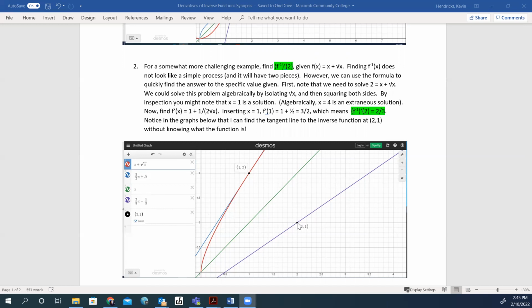How do I know that? Well, I know that (2, 1) has to be on the curve because (1, 2) is on the inverse function. I know that the slope of the tangent line has to be 2/3 because the slope of the tangent line to f of x is 3/2. So by using the point (2, 1) and the slope of 2/3, I can find the y-intercept to be -1/3. There it is. So if you look carefully, this purple line has symmetry to y equals x with this blue line. Every point on this purple line, swap the x and y values and you'll have a mirror image on the blue line.